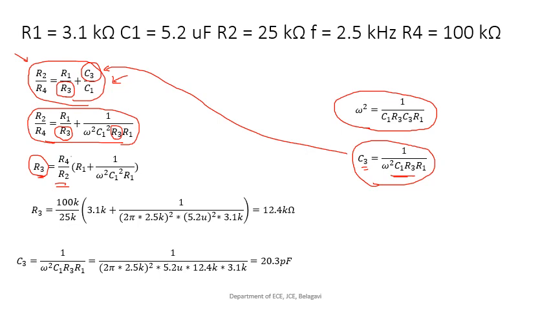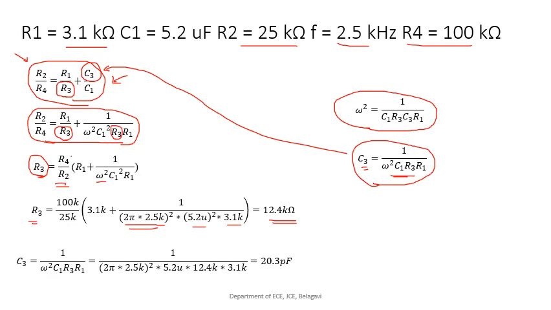Then all values are known. R4 is 100 kilo ohms. R2 is 25 kilo ohms. R1 is known, 3.1. Frequency is known, 2.5 kilohertz. Now remember it is given in hertz, but the formula uses omega, so you have to write 2 pi f, 2 pi f square, and this is capacitance C1 square, and then the resistance. If you solve that, you'll get around 12.4 kilo ohms. That is the value of R3.